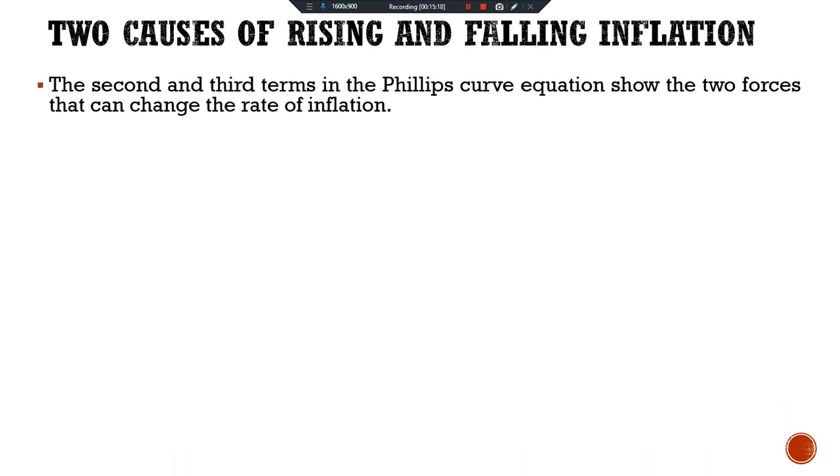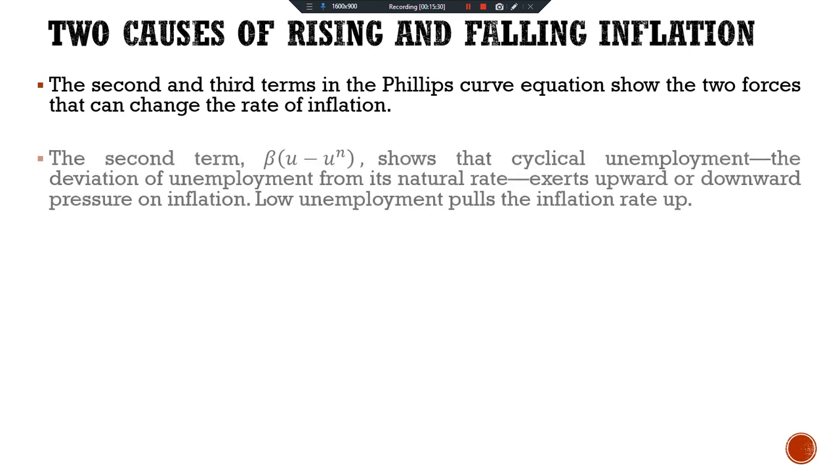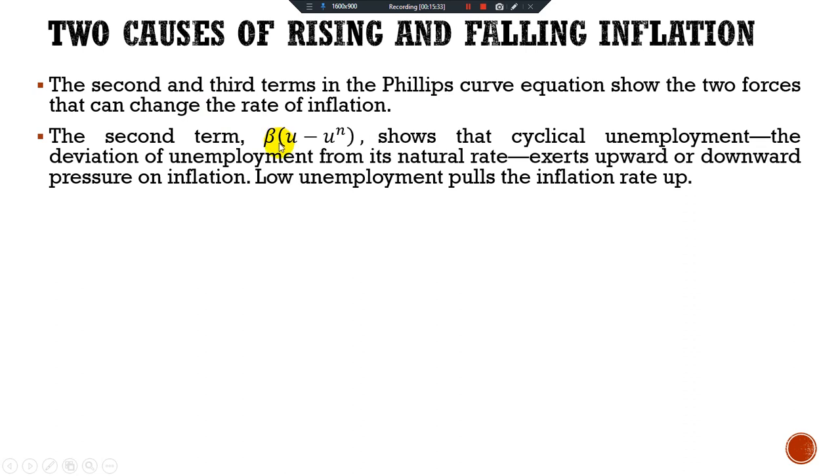The second and the third terms in the Phillips curve equation show two forces that can change the rate of inflation. The second term is beta times (U minus U^n). It shows that cyclical unemployment, the deviation of unemployment from its natural rate, exerts upward or downward pressure on inflation. Low unemployment puts the inflation rate up.